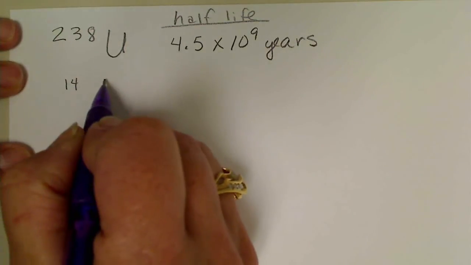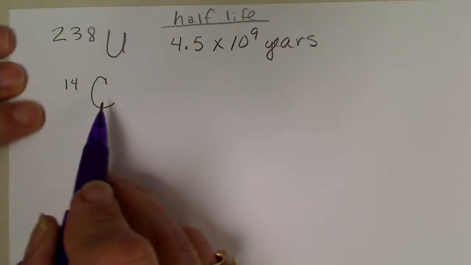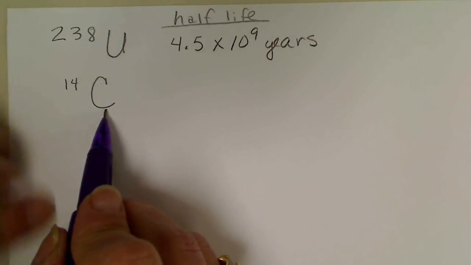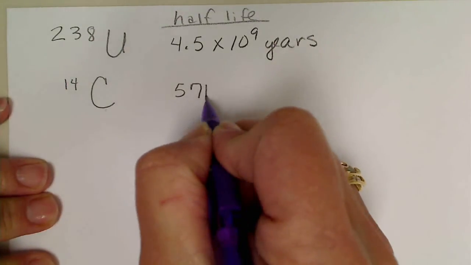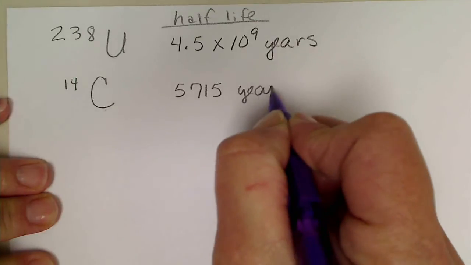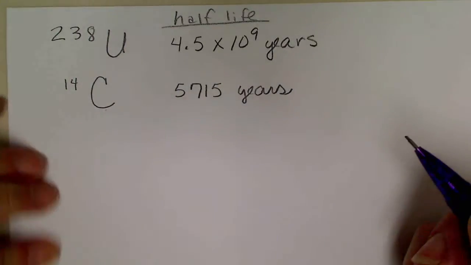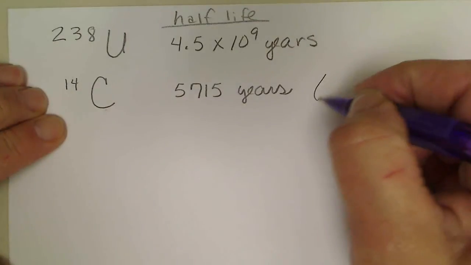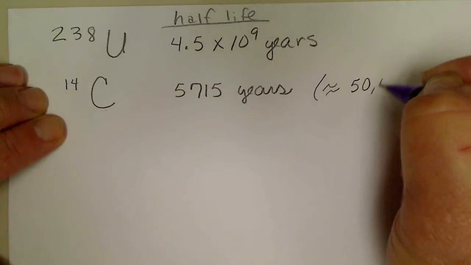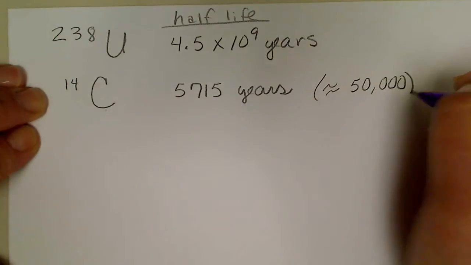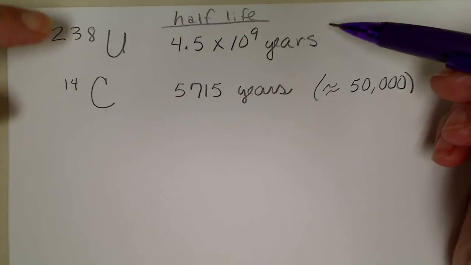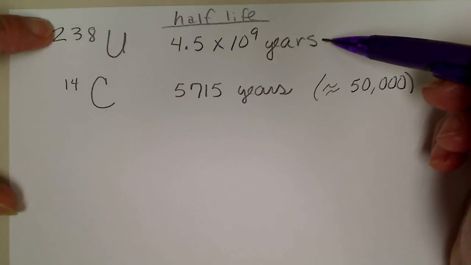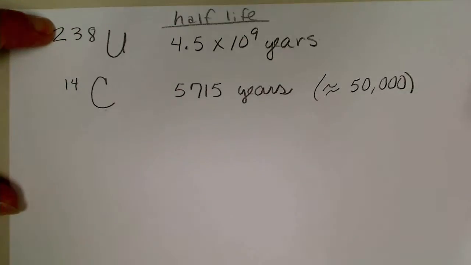Radiometric dating or carbon dating uses the isotope carbon-14. That half-life we know is 5715 years. So carbon dating is good for approximately 50,000 years. And since uranium has such a long half-life, this isotope is often used to date things like rocks, how old rocks are.